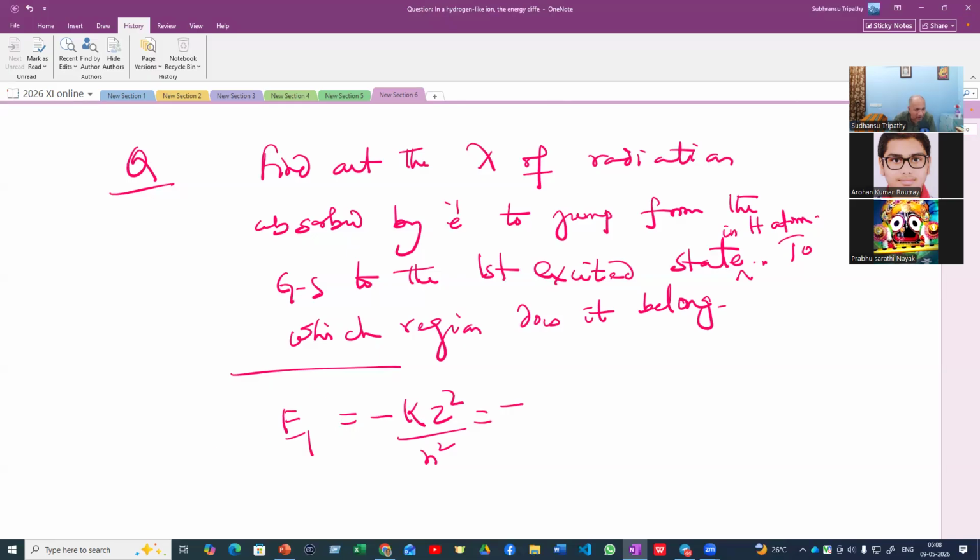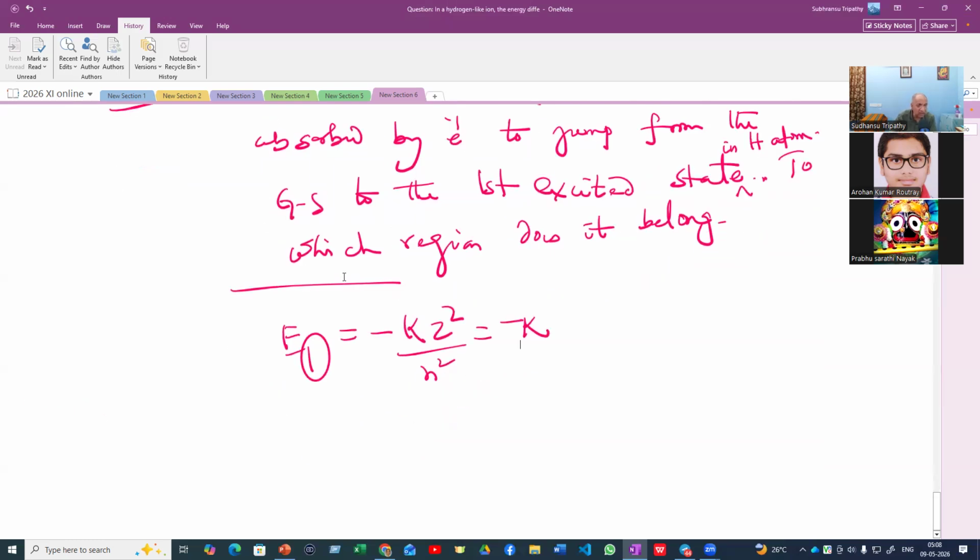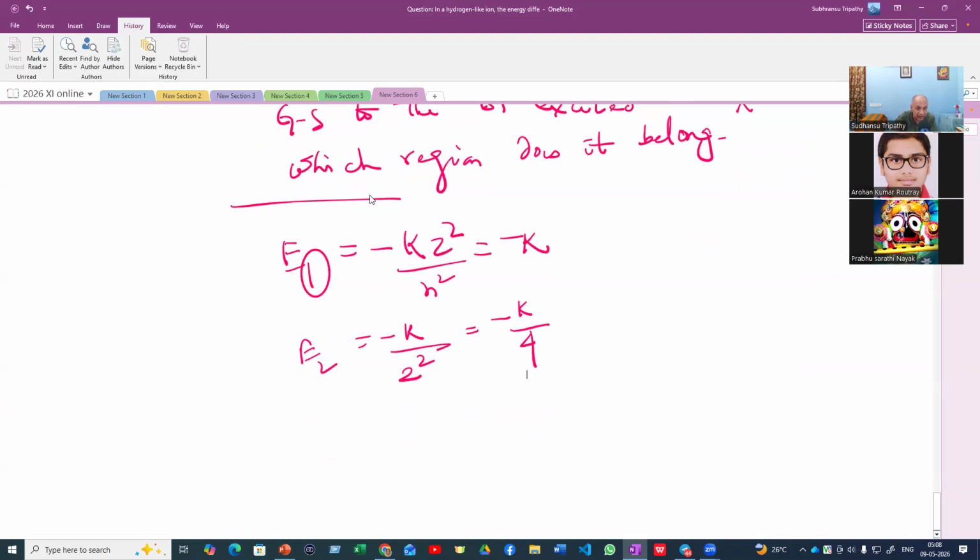So Z is equal to 1 and 1 means the first cell का energy कितना? Simply minus K. And अगर ये second cell को जाएगा, it will be E2, it will be minus K. So this is 1 always, this is 2 square. So this will be minus K by 4. Then what is the energy difference? Delta E is always the difference. To make the difference positive, you have to subtract the energy of the higher cell minus energy of the lower cell, not the other way.